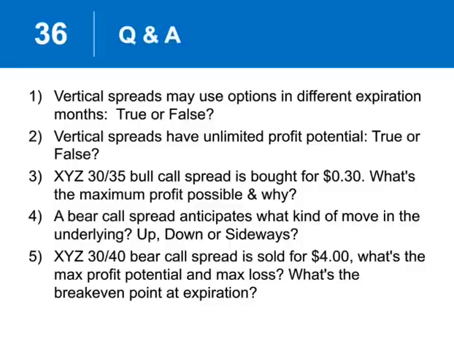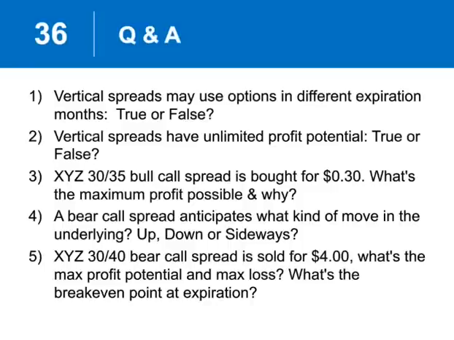Number 3, XYZ, the 30-35 bull call spread. We buy it for 30 cents. What's the maximum profit possible for this spread? The 30-35 call spread we pay 30 cents for. Well, the difference between the strikes is $5. If we paid 30 cents, the maximum profit would be $4.70. And that's the maximum profit.